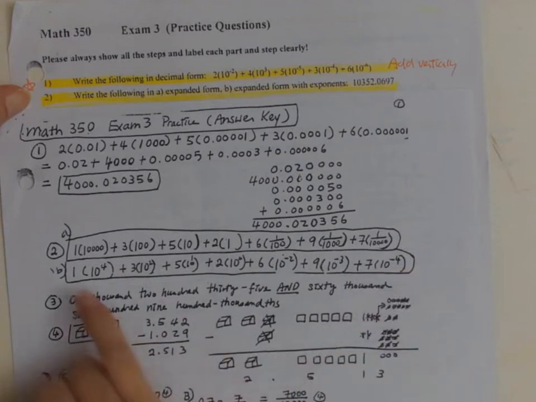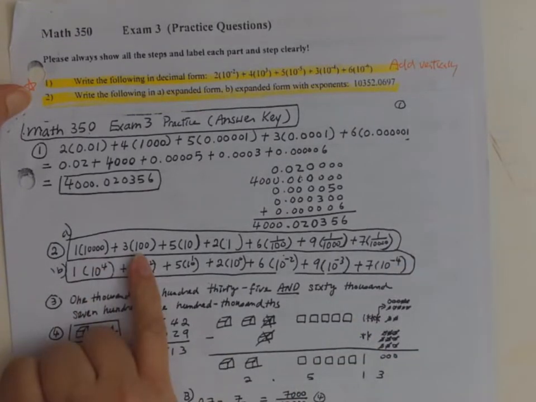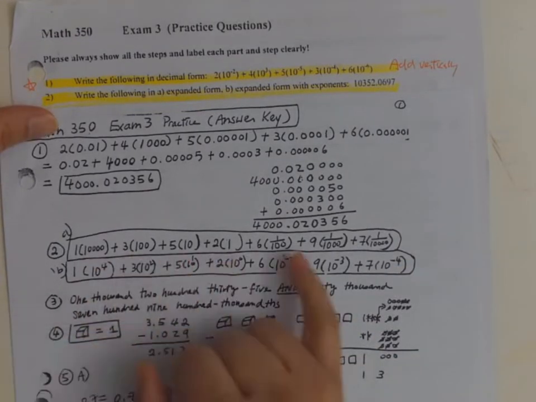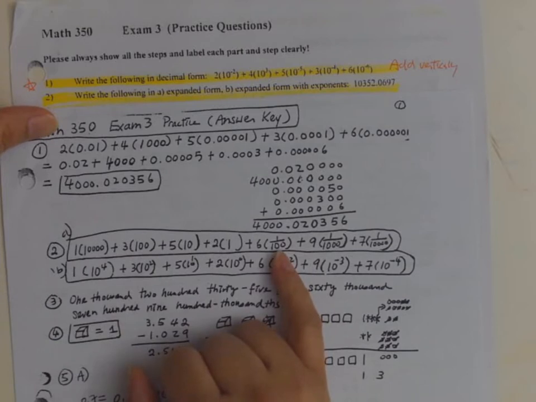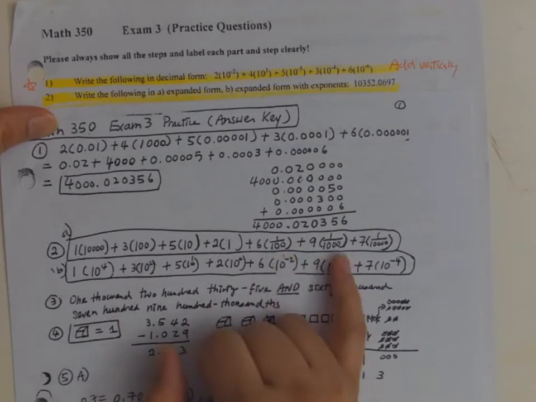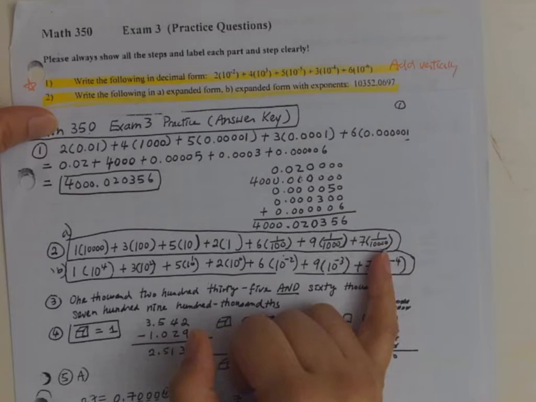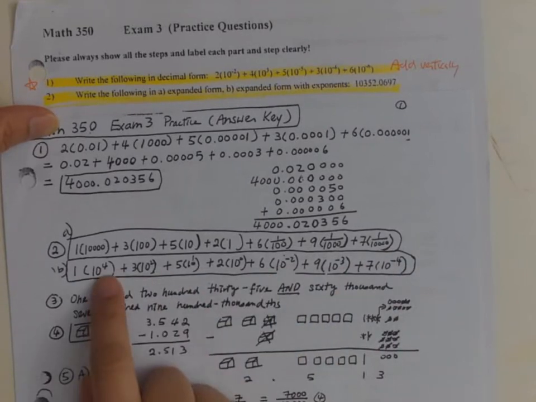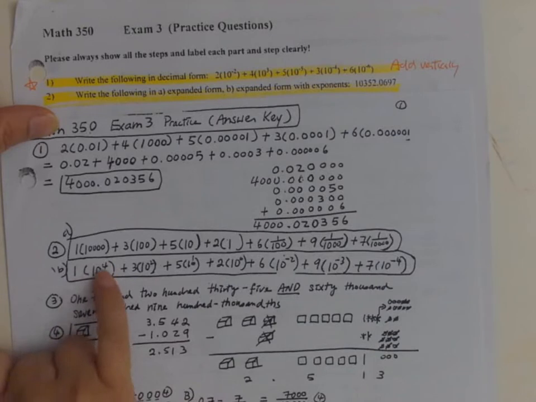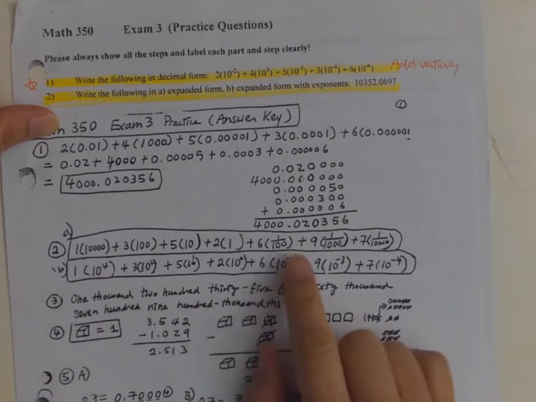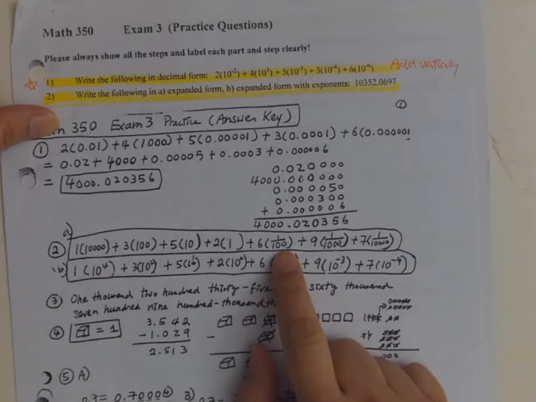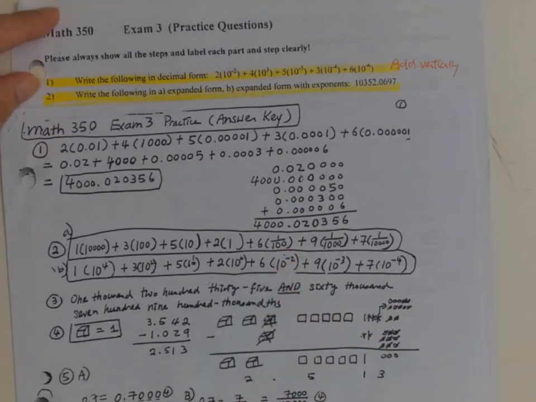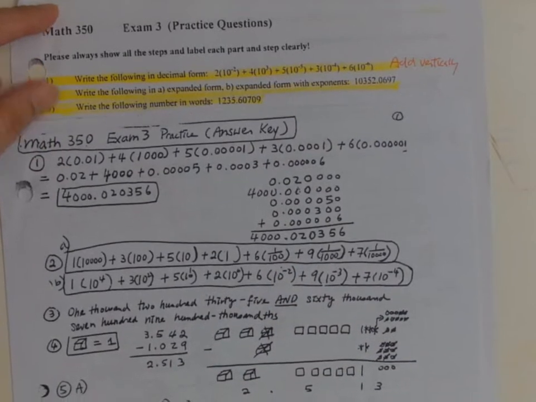For expanded form, you just write down the place value numbers, and when it's the decimal part, it would be in the hundredths, thousandths, or ten-thousandths, right? Expanded form with exponents is not that bad, because if you see tenths, it means 10 to the negative 1 power. If you see hundredths, it means a negative 2 power for the 10, right? Okay, so you will have something like that.